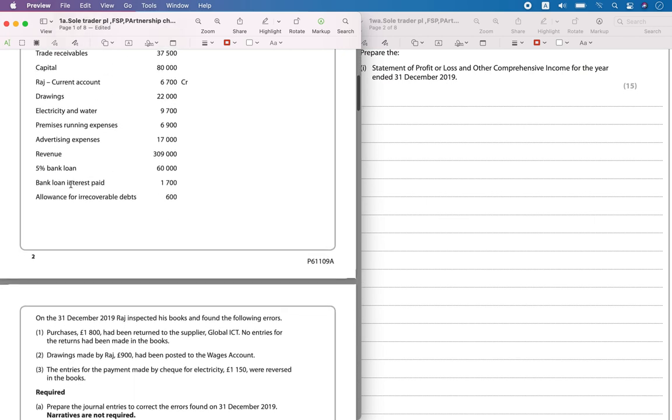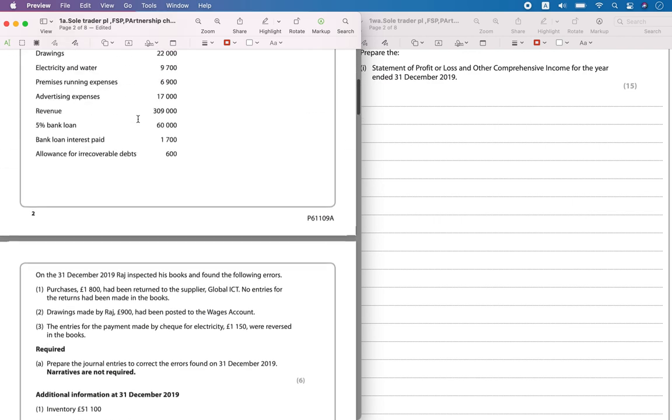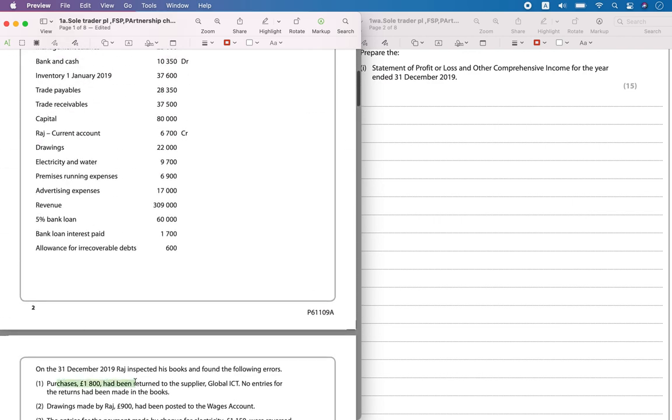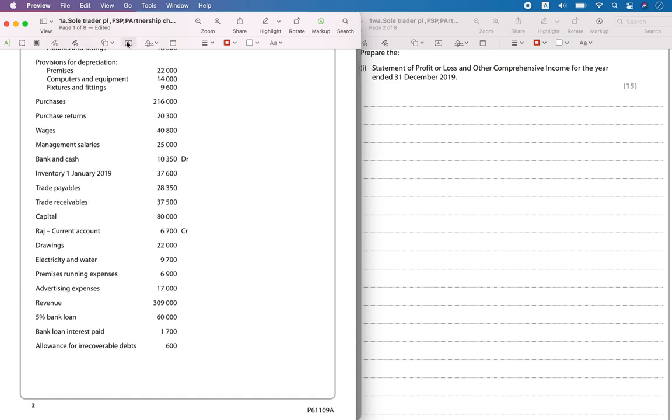This is the Jan 2020 Part B question that has to be answered. We have already solved the Part A question, which was pertaining to the errors and journal entry for correction. Now we have to solve the next Part B, starting from the additional information at 31st December 2019. But let's adjust the errors first.